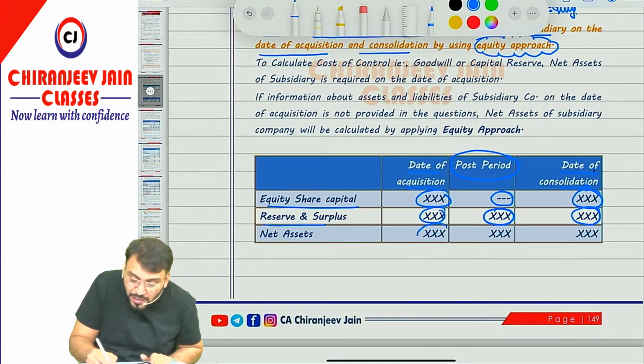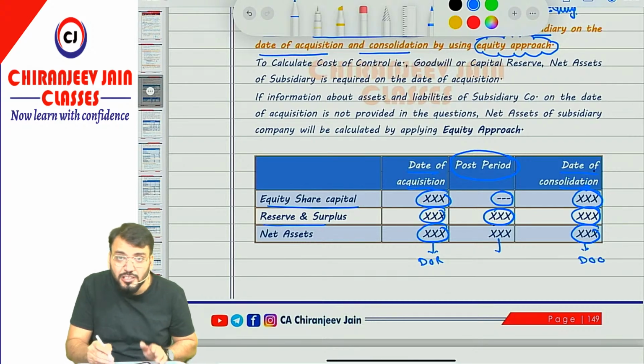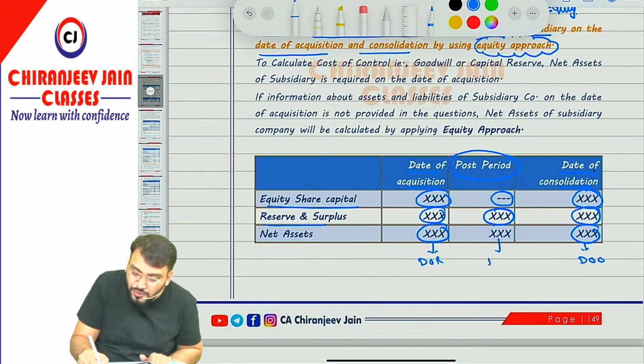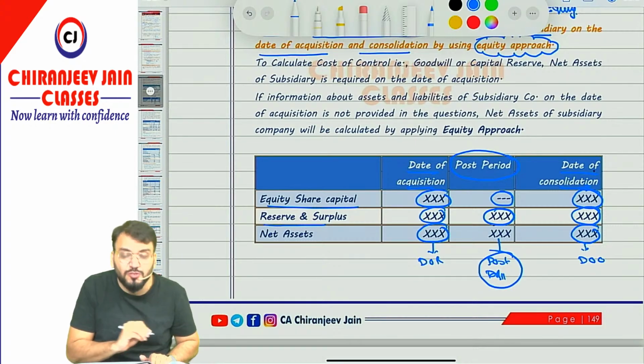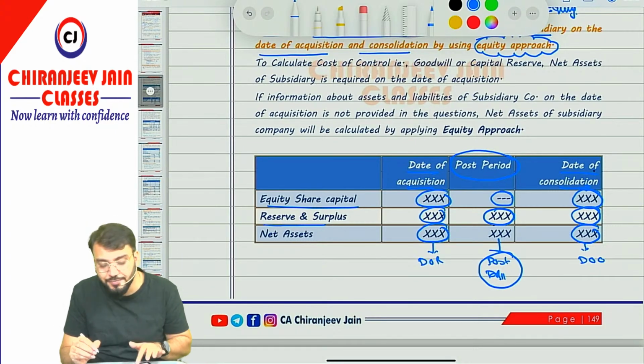So this becomes total net asset on the date of acquisition. This becomes total net asset on the date of consolidation. And any changes during this period, the post-acquisition period, is known as post-acquisition profit. We call it post profit. This much you understood. So this is the statement of net asset.